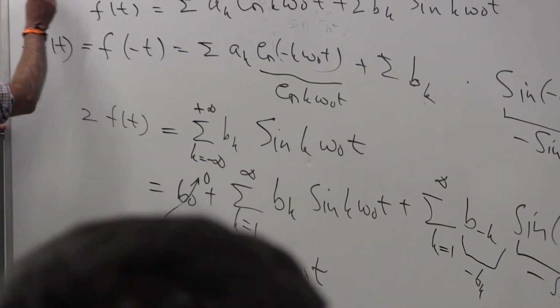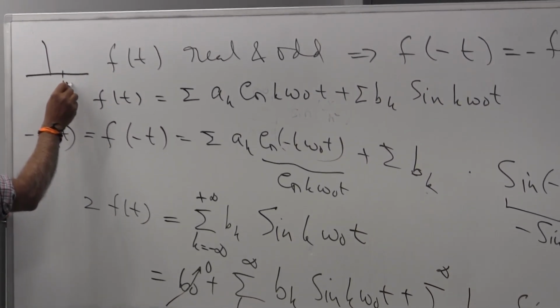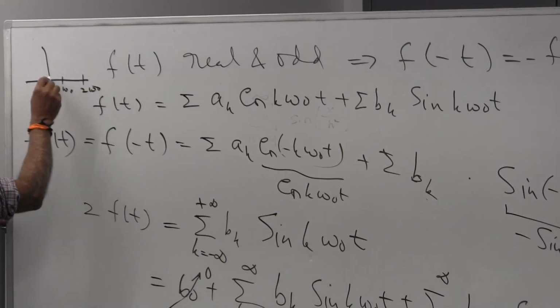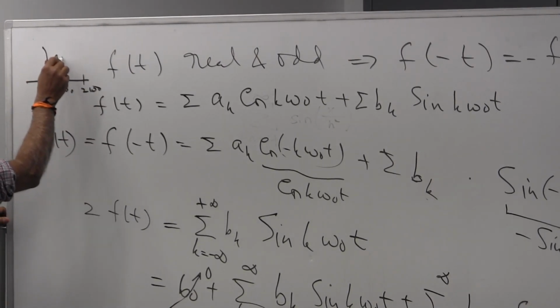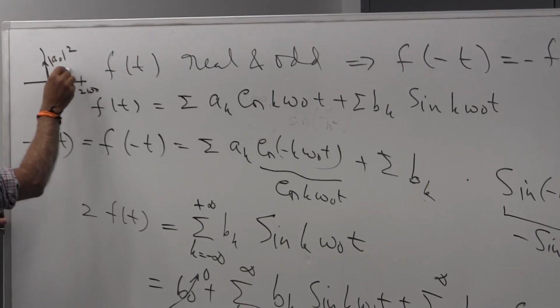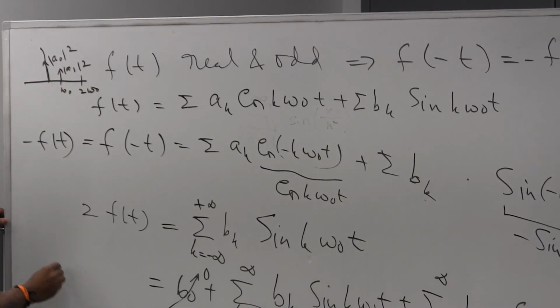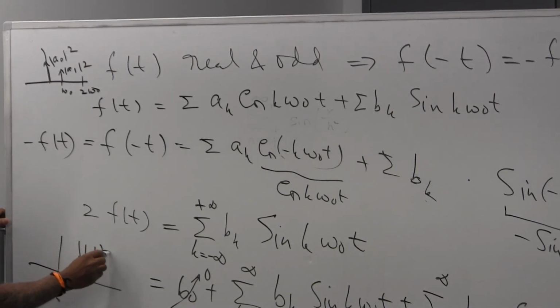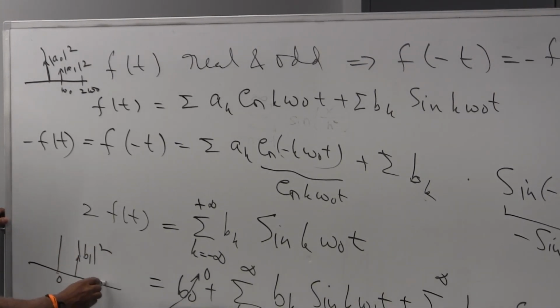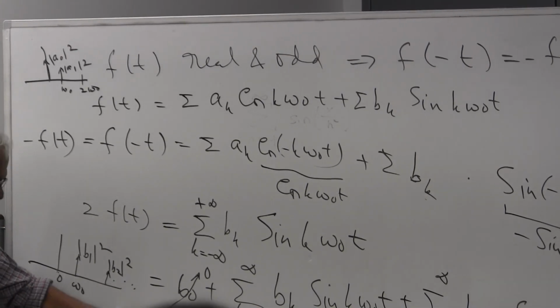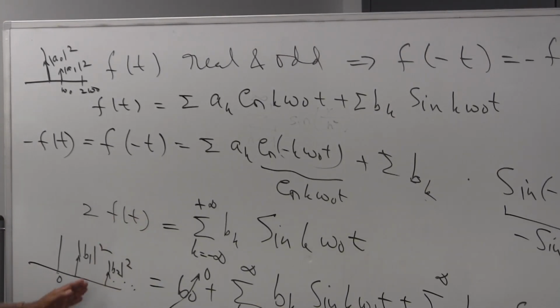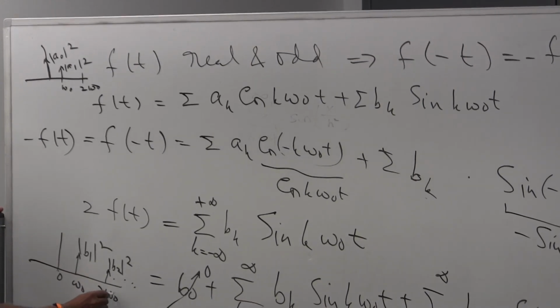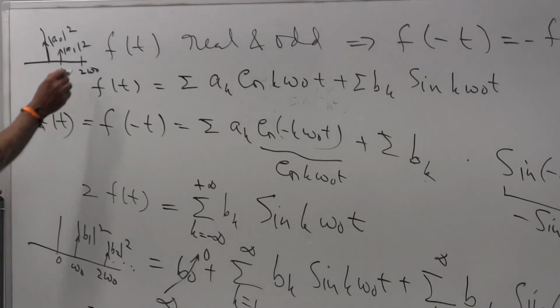In other words, if there is a real signal, then it is A0 squared, A1 squared, etc. Whereas here, there is nothing at 0, it is only B1 squared at omega 0, then something at B2 squared, etc. This will be the picture, because look at here, frequencies are omega 0, 2 omega 0, 3 omega 0, etc.